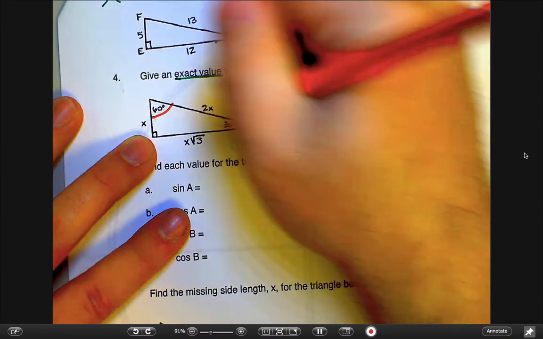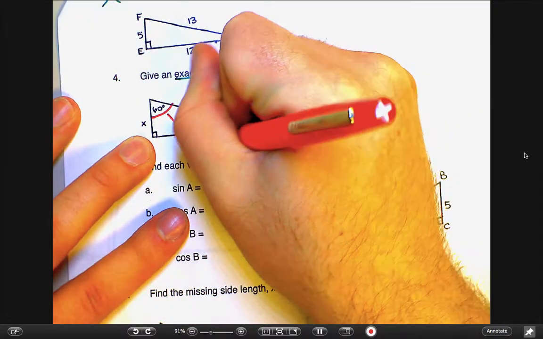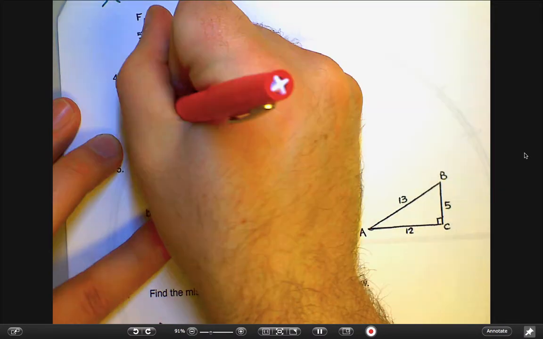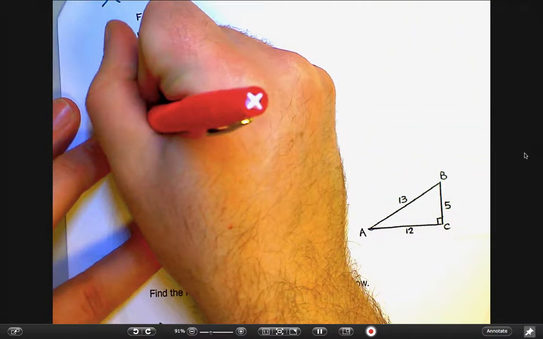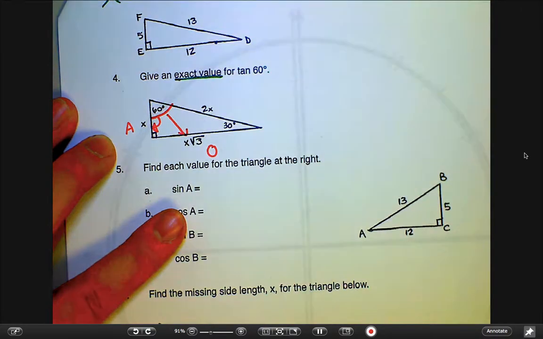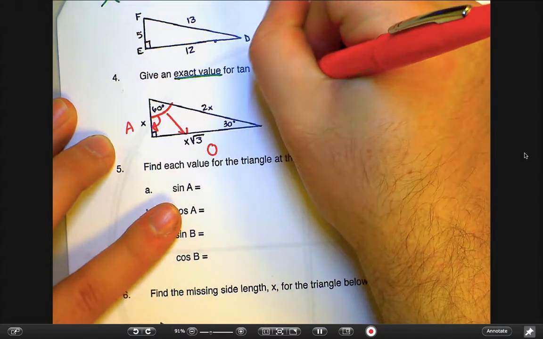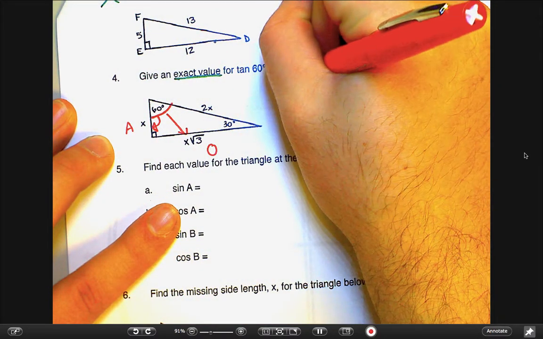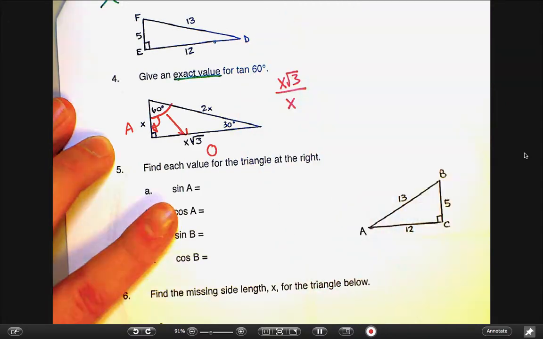Okay? So if I'm doing tangent of 60, 60 right now is on this top side. If I'm looking for tangent, I need the opposite, which is going to be the x square root of 3, and the adjacent side, which in this case is just the x. Okay, and I know I need to divide those, so I'm going to go ahead and do that. I'm going to take the x times the square root of 3 and divide it by x.